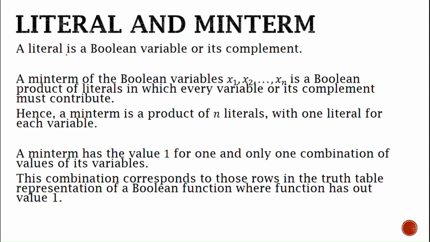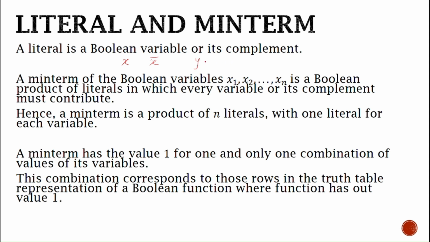The next thing is the definition of literals and minterm. So a literal is a Boolean variable or its complement. So what does this mean? It means that in the expression of the function f, if we have some Boolean variable x, or its complement is present, we say that this is a literal and this is also a literal.